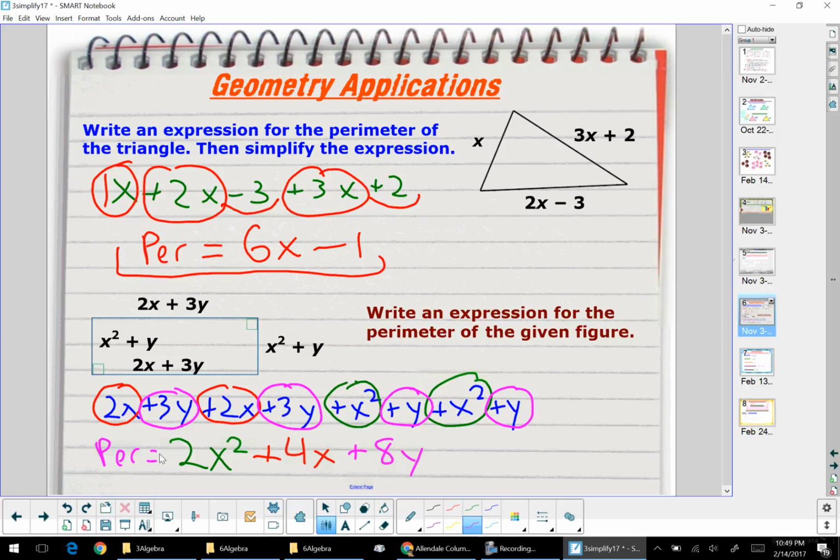That's as simple as it's going to get because, once again, my x squared and my x are not like terms. Even though they both have an x in it, the squared makes it a different term. Look good? All right, excellent. Let's move on to the next page.